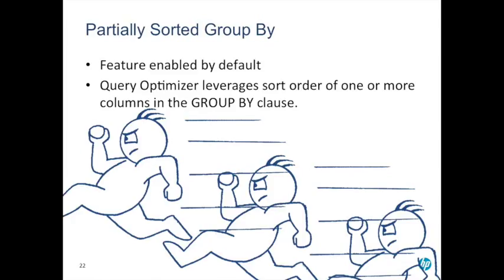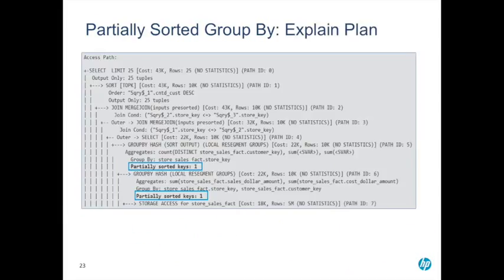This is just an example that you would see. So for your partially sorted group by, just to point out, this is what you'd see in your explain plan. It actually says partially sorted keys. So if you see this now, it's not a mistake, it's not a problem, it's what's actually in the explain plan, and basically what it means is that partially sorted group by is working on your system. So that's a good thing. And it's making your queries run more efficiently.